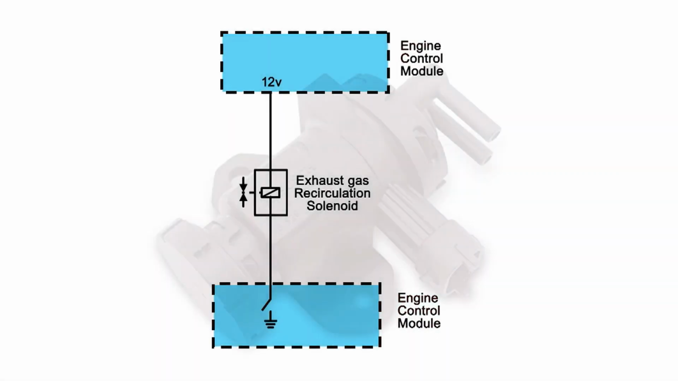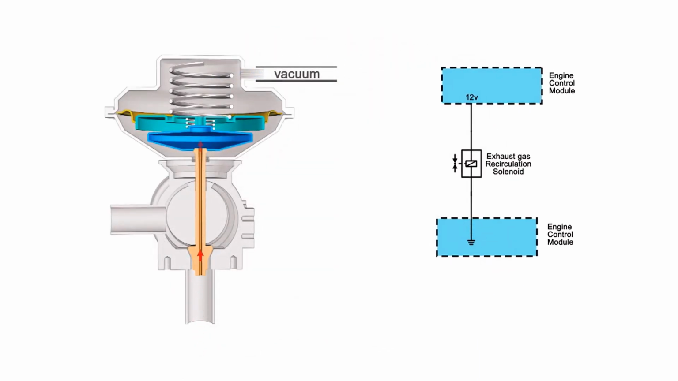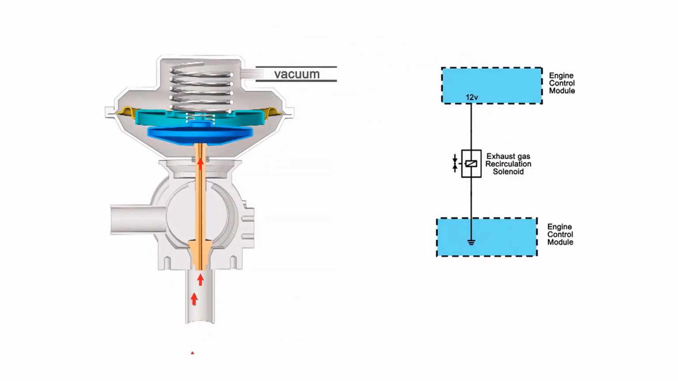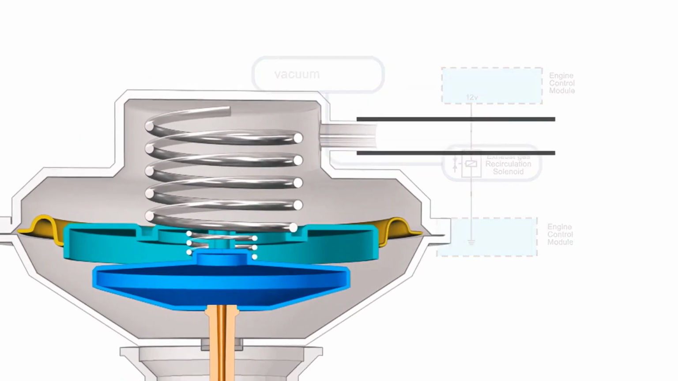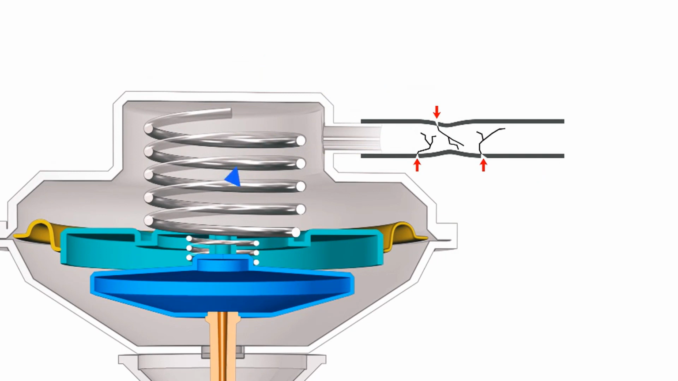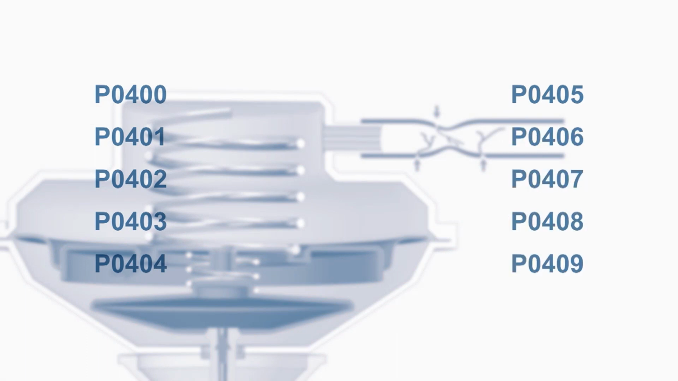This type of EGR system uses an ECM controlled vacuum solenoid. Vacuum is used to control the operation of a diaphragm. The vacuum supply is regulated by the solenoid. Any vacuum leaks or vacuum supply blockages will not allow the EGR diaphragm to operate correctly. This will result in EGR flow DTCs.